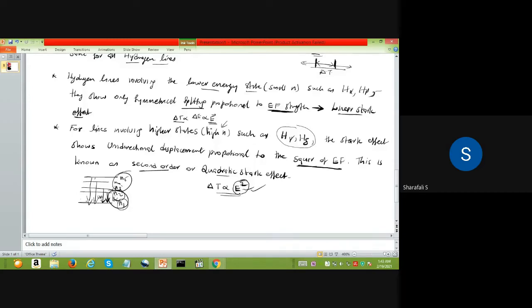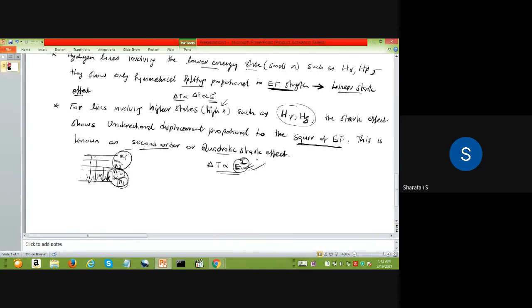So if your order is very high and the value is high, then your shift will be larger and will be proportional to E squared. And such kind of Stark effect is called quadratic Stark effect or second order Stark effect. But if the shift is proportional to electric field strength, then it is linear Stark effect. We have only power equal to 1 here, so that is linear. So this is linear Stark effect or first order Stark effect.